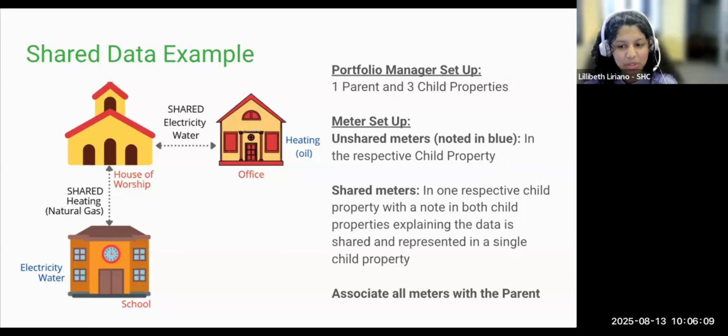But ultimately, after you've requested your data and reported it in the child properties, both your energy and your water usage, you're always going to associate them up to the parent.